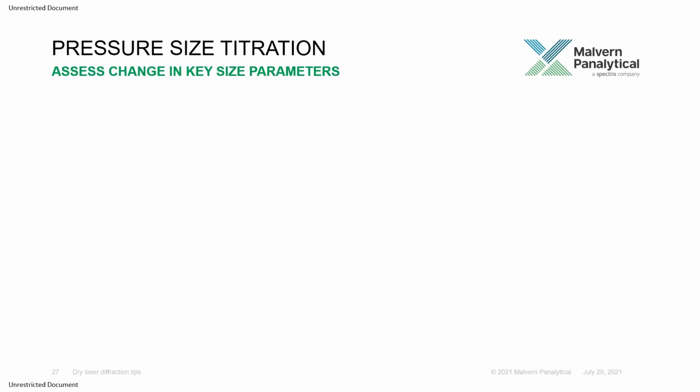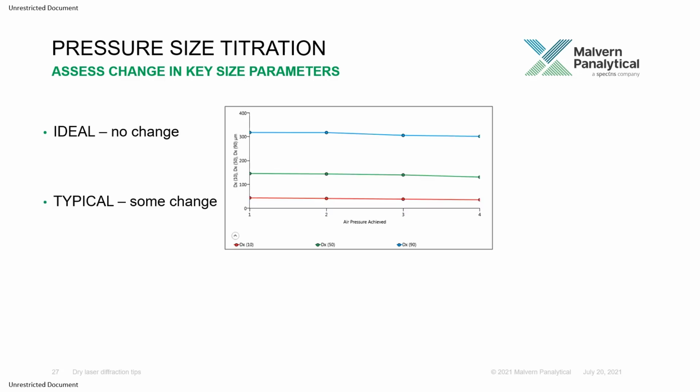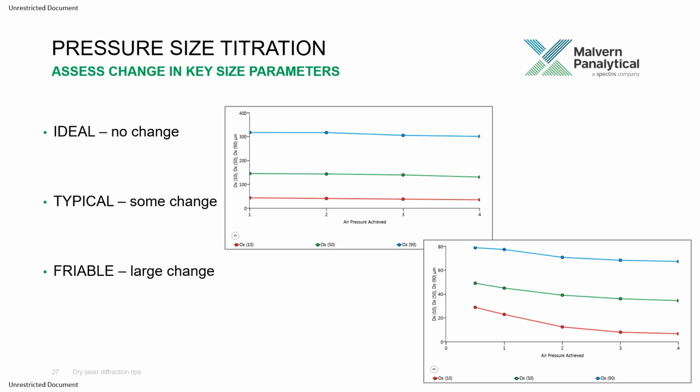Here are two examples of a pressure-size titration curve. These are the key size parameters obtained for a material when tested at different air pressures. Ideally, pressure does not affect the result. This might happen for materials such as metal powders. Typically, however, some changes are observed. If the material is friable or very cohesive, the results will depend significantly on the pressure used.